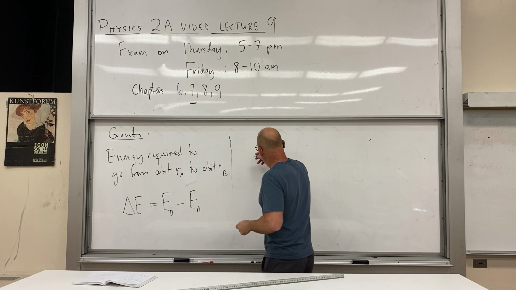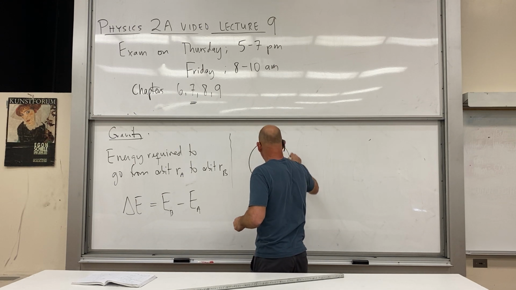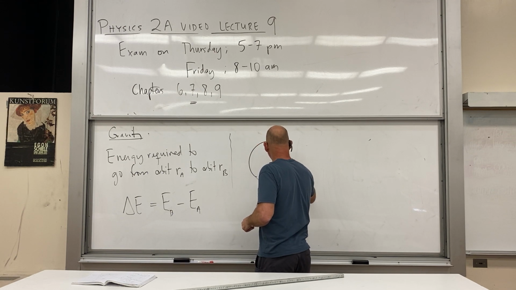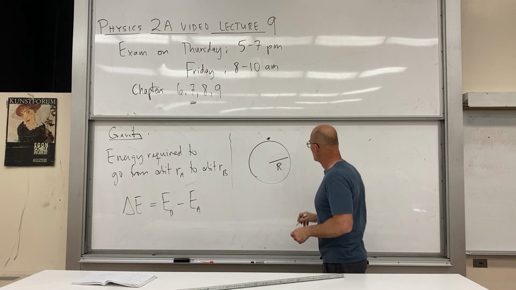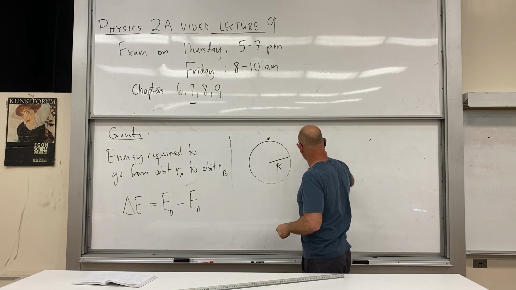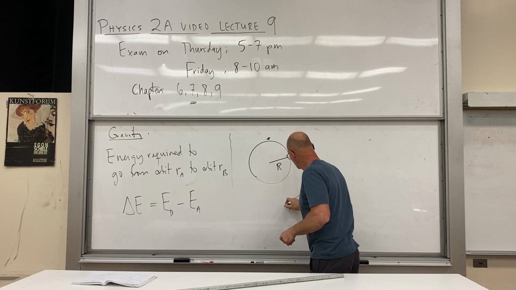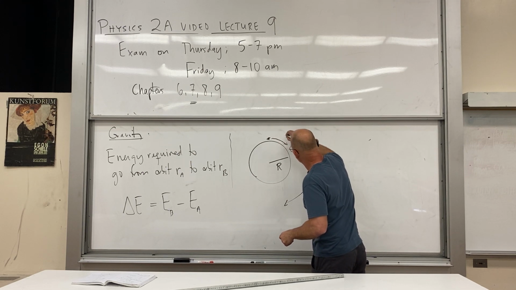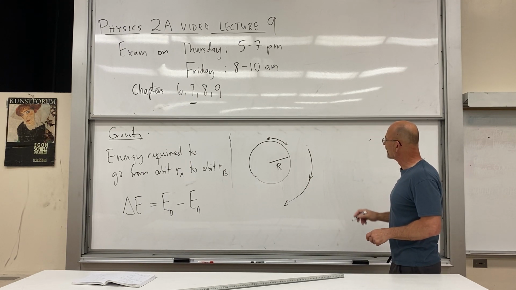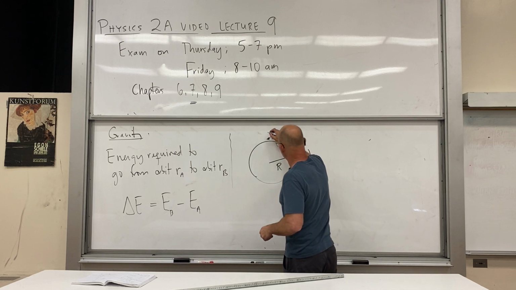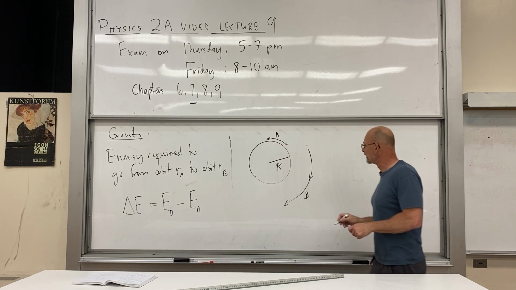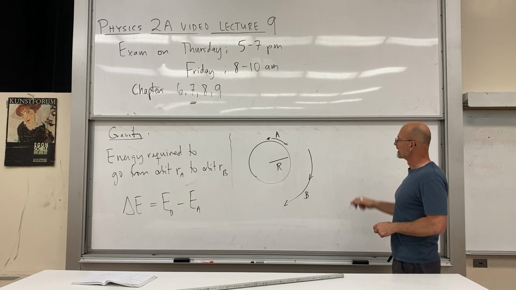Okay, so how about we draw these orbits? I could take a near-Earth orbit, and I can take an orbit that is twice the radius of the near-Earth orbit. Okay? So we have these two orbits there, and one of them is the A and the other one is the B orbit.